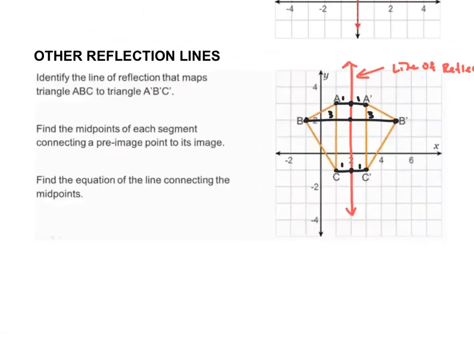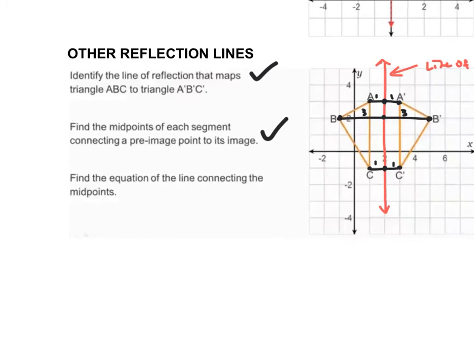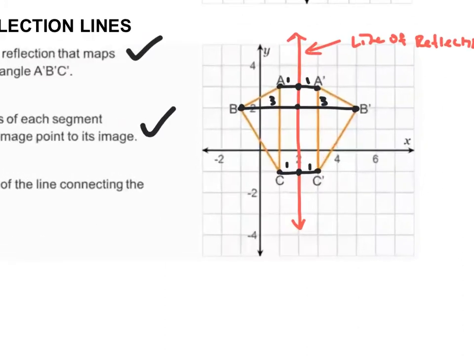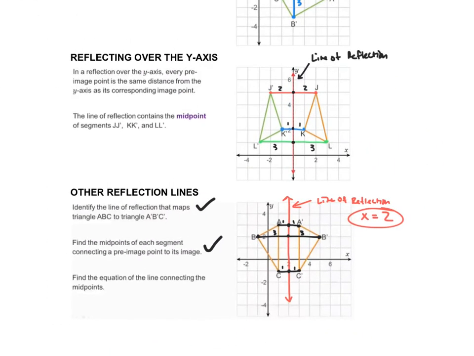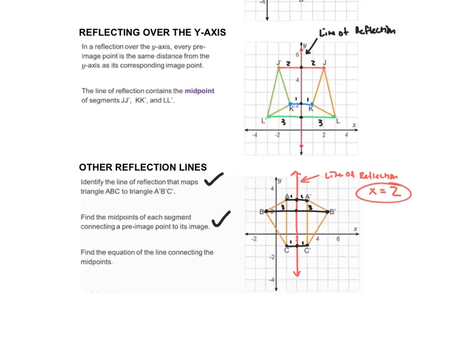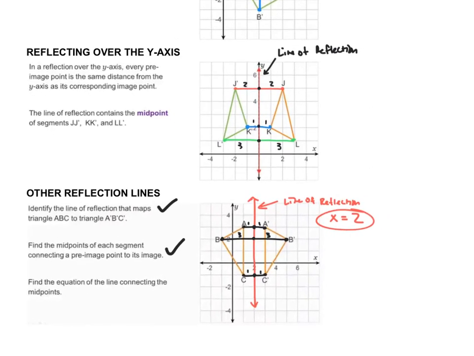All right, so we drew in, identified our line of reflection, check. Find the midpoints of each segment connecting that, check. And find the equation of the line connecting the midpoints. So this line of reflection, remember when you have a vertical line, it is simply going to be x equals whatever number it goes through on the x-axis, okay? So in this case, x equals 2 is my line of reflection. That's what we got. All right, let's take a look at the next page.